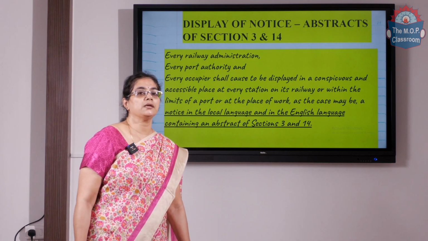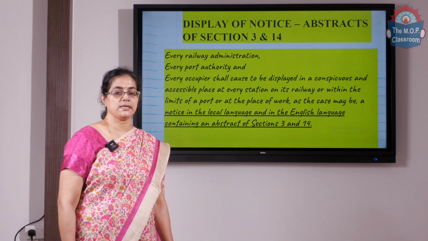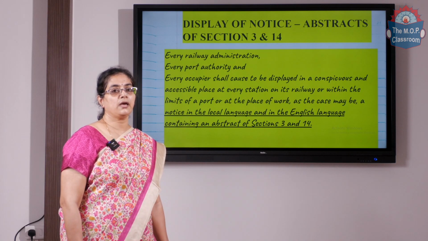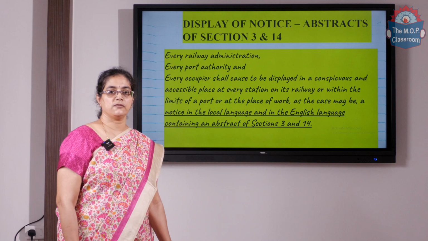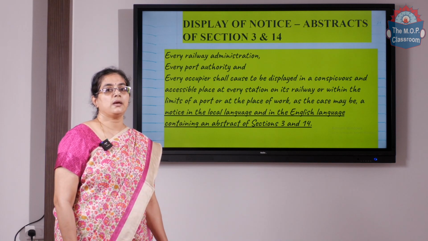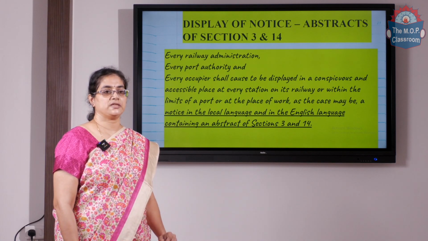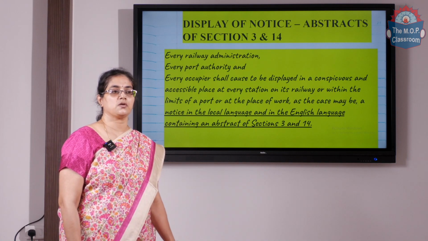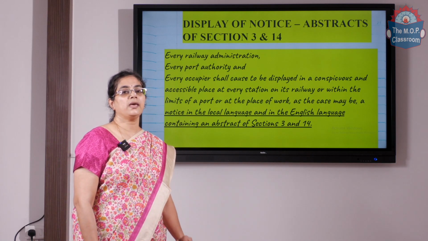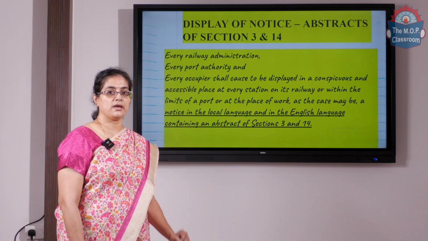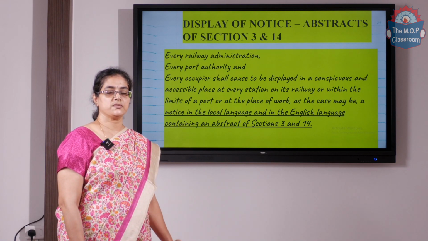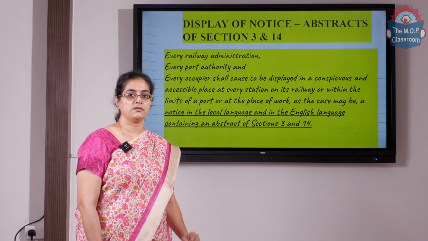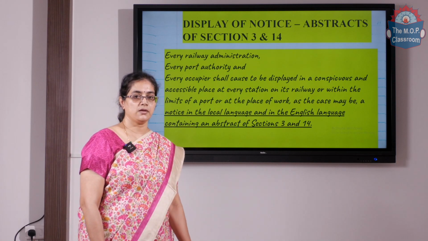Besides this, there is a compulsory provision which says that every railway, every port, or every other such establishment that has been notified must compulsorily display provisions of Section 3 and Section 14, which talks of penalties, when they employ a child. Which means in every railway station where a child is employed, a display of the abstract of provisions of Section 3 and Section 14 is mandatory.